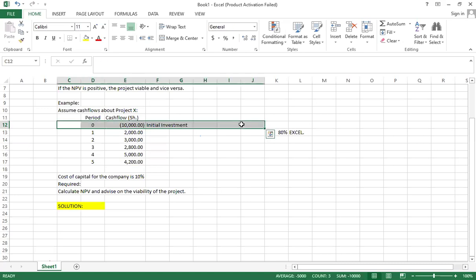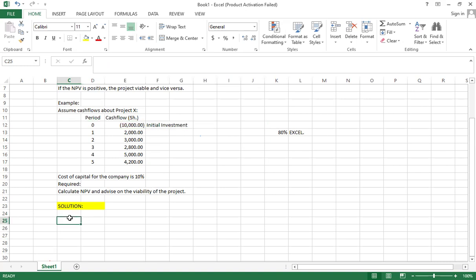Now that procedure is too long when you're working with Excel. Excel has a way of, in a few clicks, arriving at the net present value of a project. So what I'll do down here is to say that we have NPV.